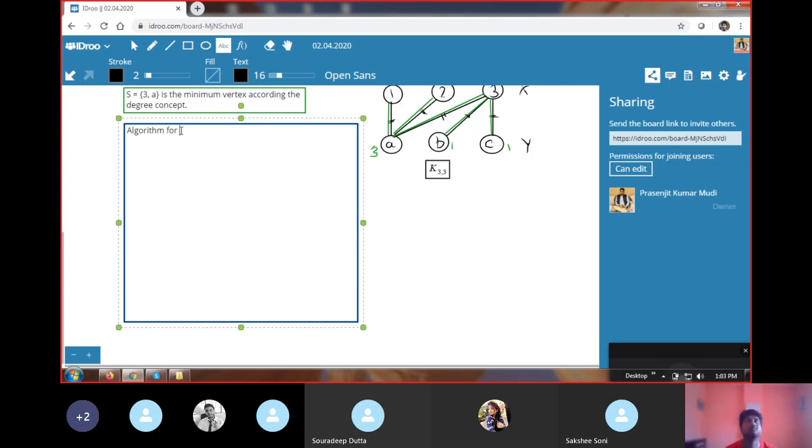Algorithm for finding vertex cover. So we will be given a graph with vertex set V and edge set capital E. Let's say our graph G, where G contains the vertex set and the edge set.